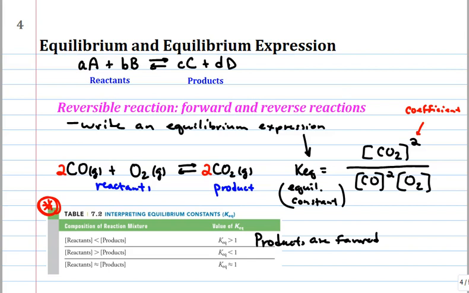All right? So we have a forward reaction. The forward reaction would be left to right. Let me write this up here. The forward is left to right, and the reverse is right to left. So at equilibrium, if KEQ is greater than 1, then the products will be available or there in greater amount. If KEQ is less than 1, then the reactants are favored.